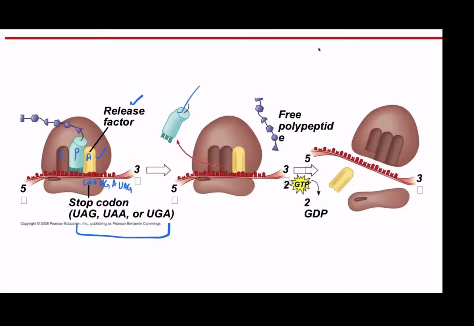The tRNA has come off, the polypeptide is free now, the large subunit is free, the small subunit is free, this protein is also free. Everything disassembles. And they can come back. Actually, this is the recycling of ribosomes, because they can start again.